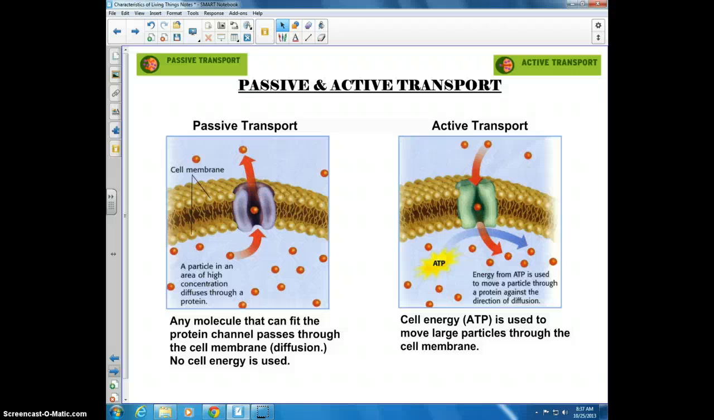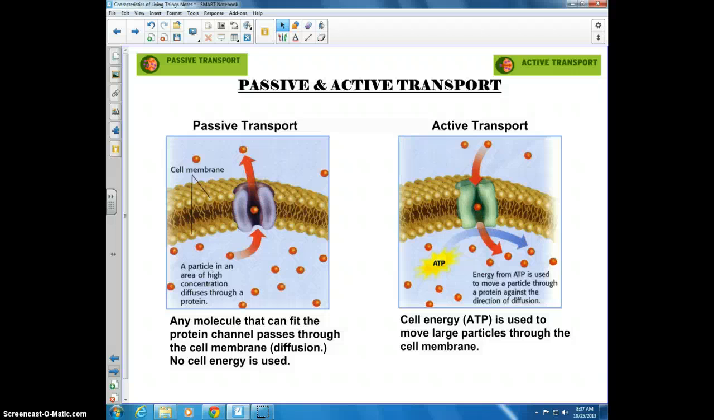Now, the opposite of active is passive. If active requires energy, passive does not require energy. So this is showing you passive transport, which just happens here. There's an area of high concentration, and there's a protein channel, so the molecules can slide through, and they go to an area of lower concentration. What have we called passive transport so far? What do we define as the movement of molecules from an area of high concentration to low concentration? Diffusion. So diffusion is a form of active transport. Does that make sense? Did I say active transport? Diffusion is a form of passive transport because it does not require energy.